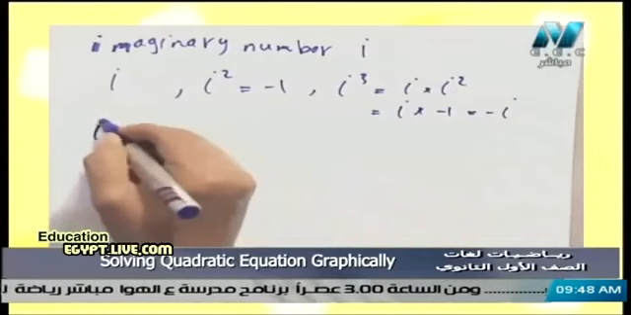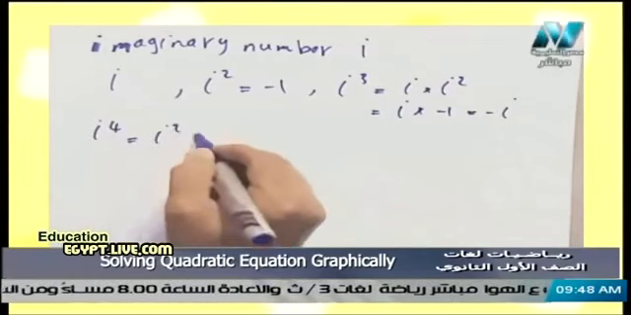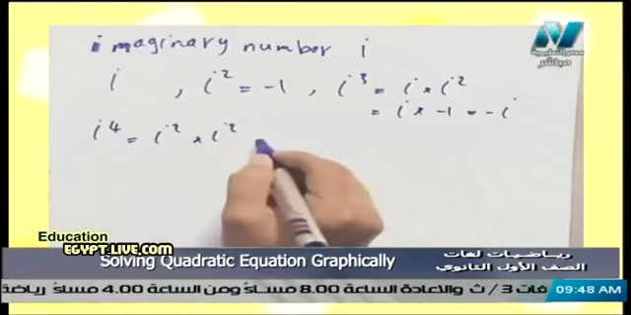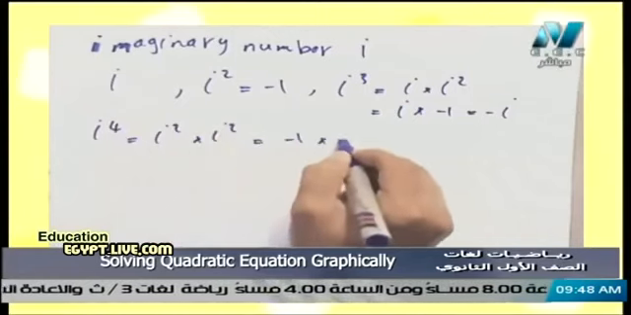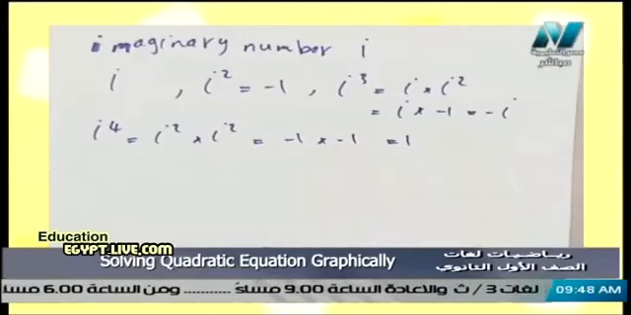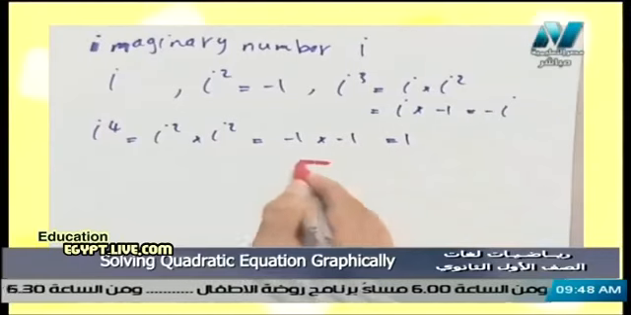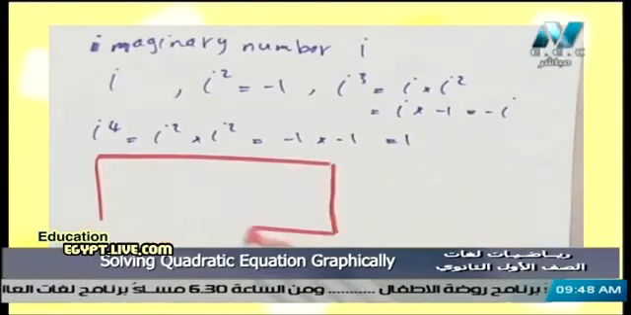What about i power 4? i power 4 here is i power 2 multiplied by i power 2. So it's negative 1 multiplied by negative 1, so it's 1. So we can conclude these shapes of i in this box.